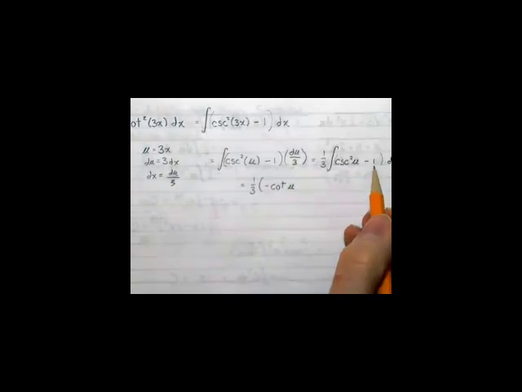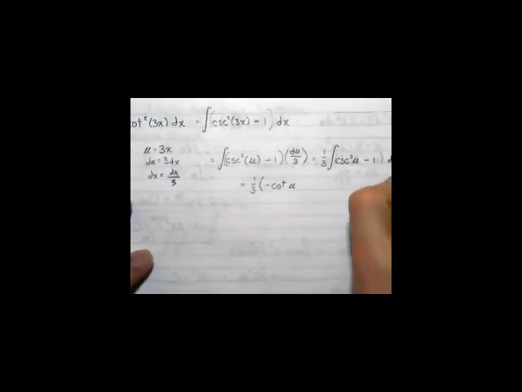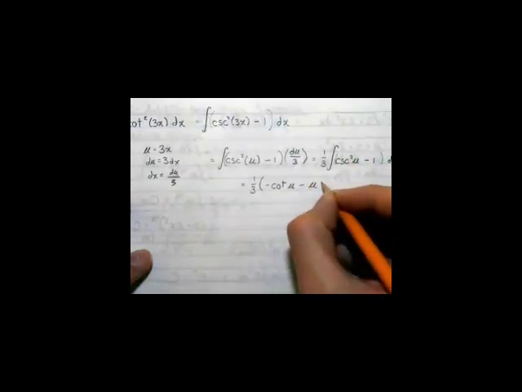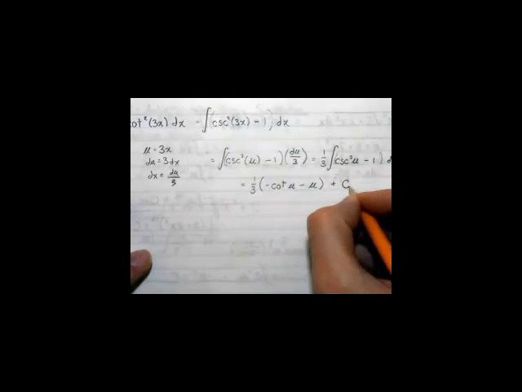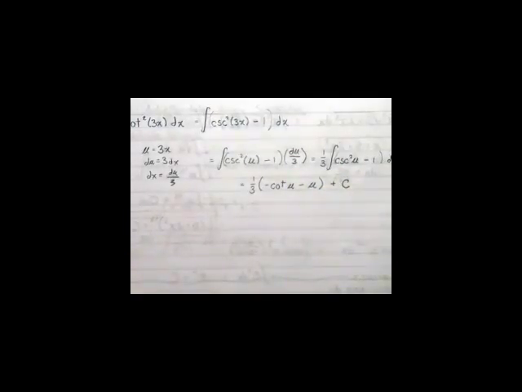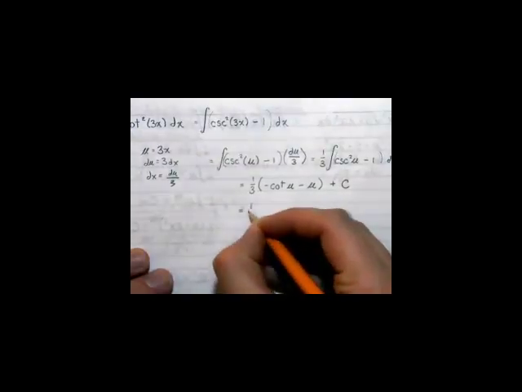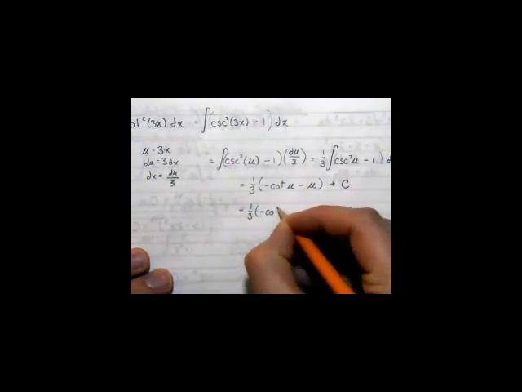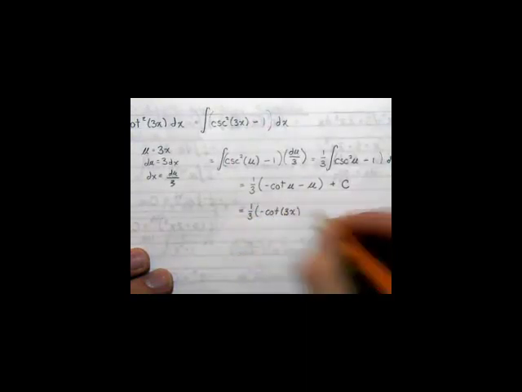So this is going to be 1/3 times negative cotangent u. What's the antiderivative of negative 1? Negative x, or in this case, because I'm talking about u's, oh, this should be du, sorry. Should be negative u, right? Because we're doing everything with u's right now. And then plus c. And then we were going to substitute our 3x back into there, and that should be it. So 1/3 negative cotangent 3x minus 3x.